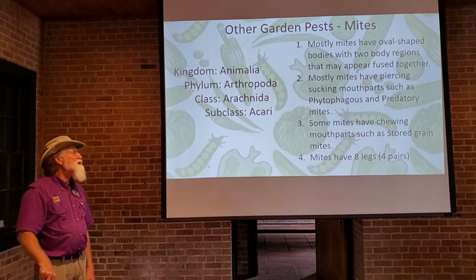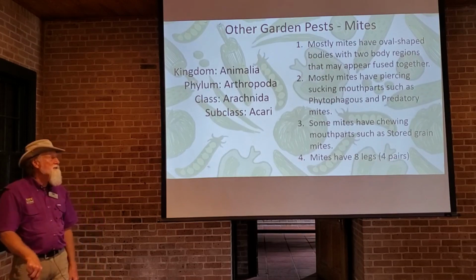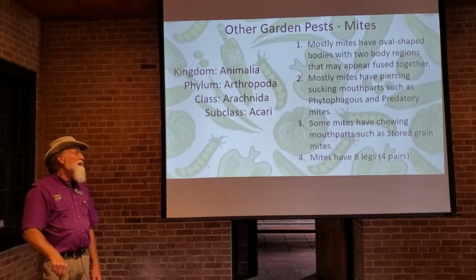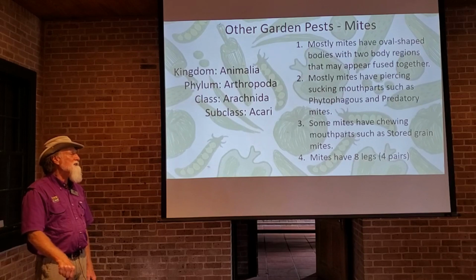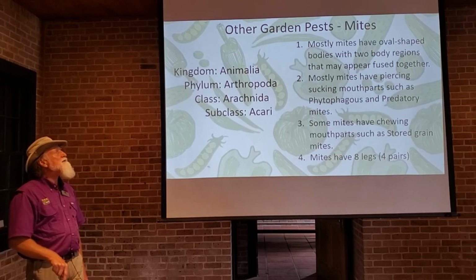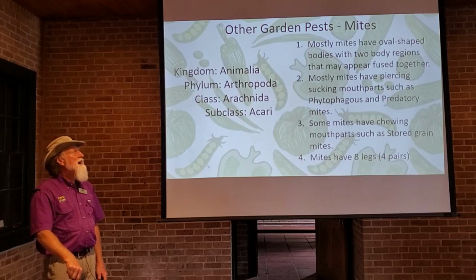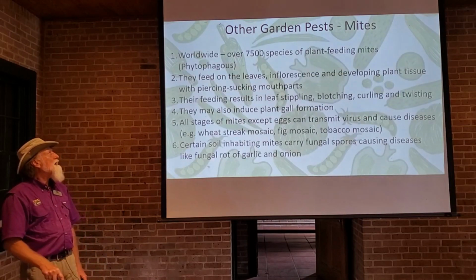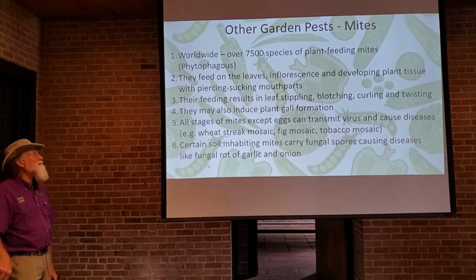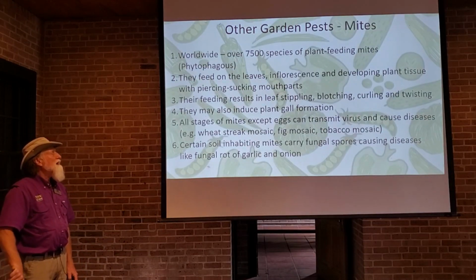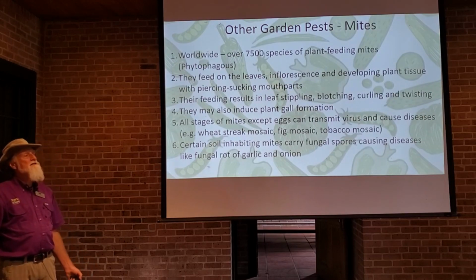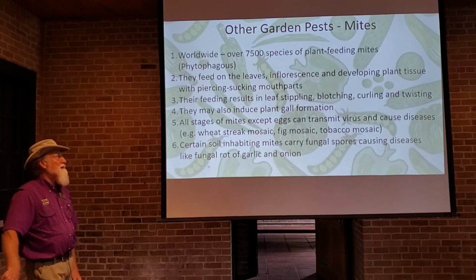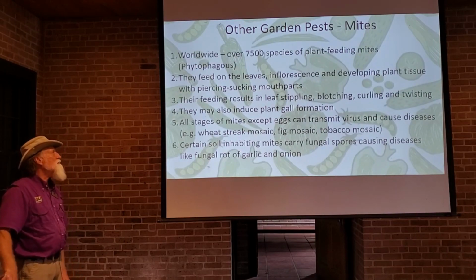There are some that have chewing mouth parts, but these are primarily mites in stored grain, so you're not going to run into these. And remember, mites have 8 legs, 4 pairs. Insects have 6 legs, or 3 pairs. That's one of the big differences you can see just from the outer appearance between the mites and some tiny insects. There are over 7,500 species of plant-feeding mites in the world, and they feed on the leaves, the inflorescence, the fruits, virtually every part of your plant with their piercing, sucking mouth parts.